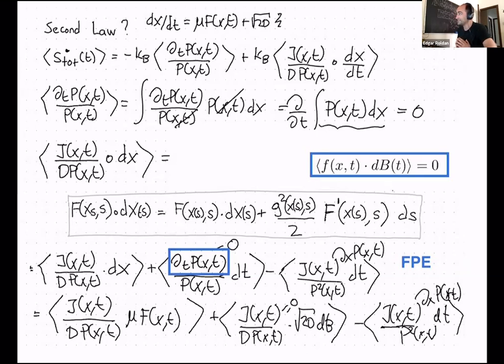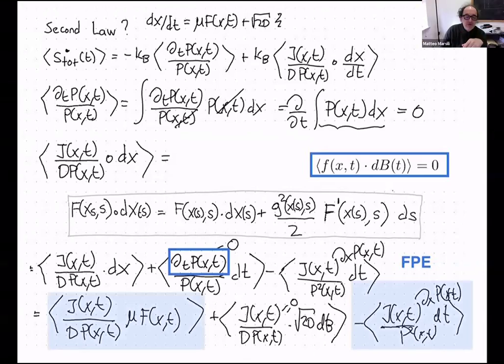Why is the one in the middle zero? It's because I'm using a theorem from Ito calculus. Any function evaluated at xt times the increment of the Brownian motion, multiplied in the Ito sense, is on average zero. That's why the term in the middle is zero. So we are left with just these two terms.